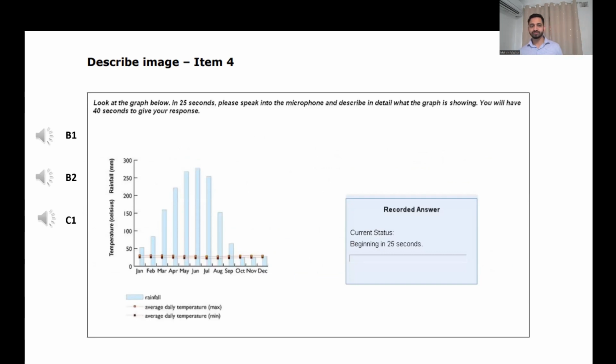Let's look at, so pause the video here. Again, look at this graph and do it on your own, and we'll come back and do the drill. We will look at B1, B2, and C1 responses.